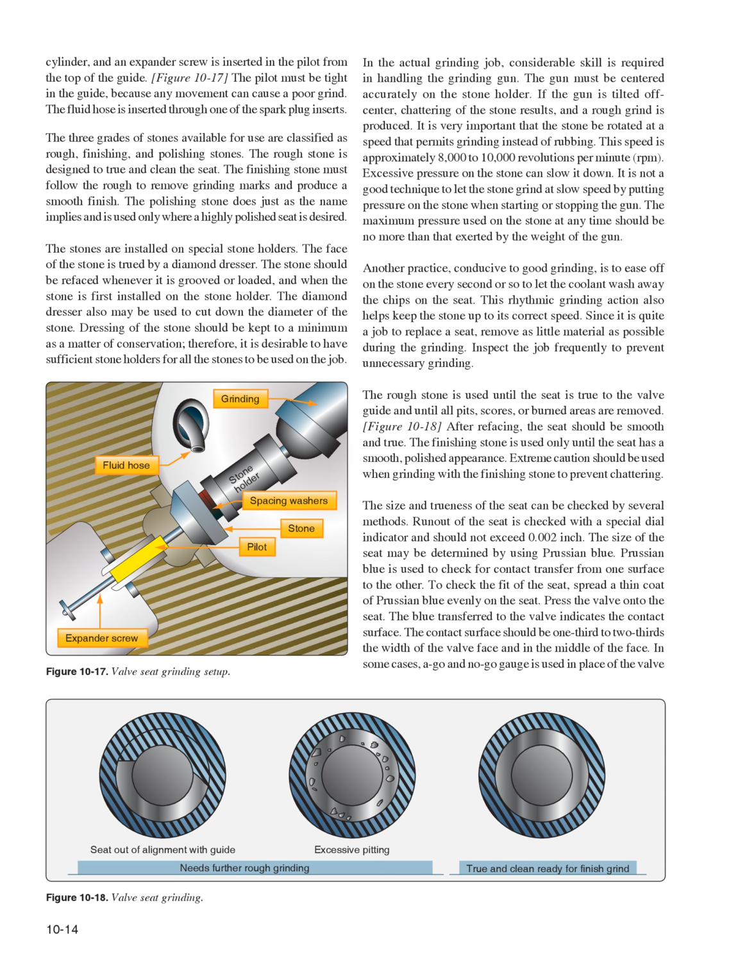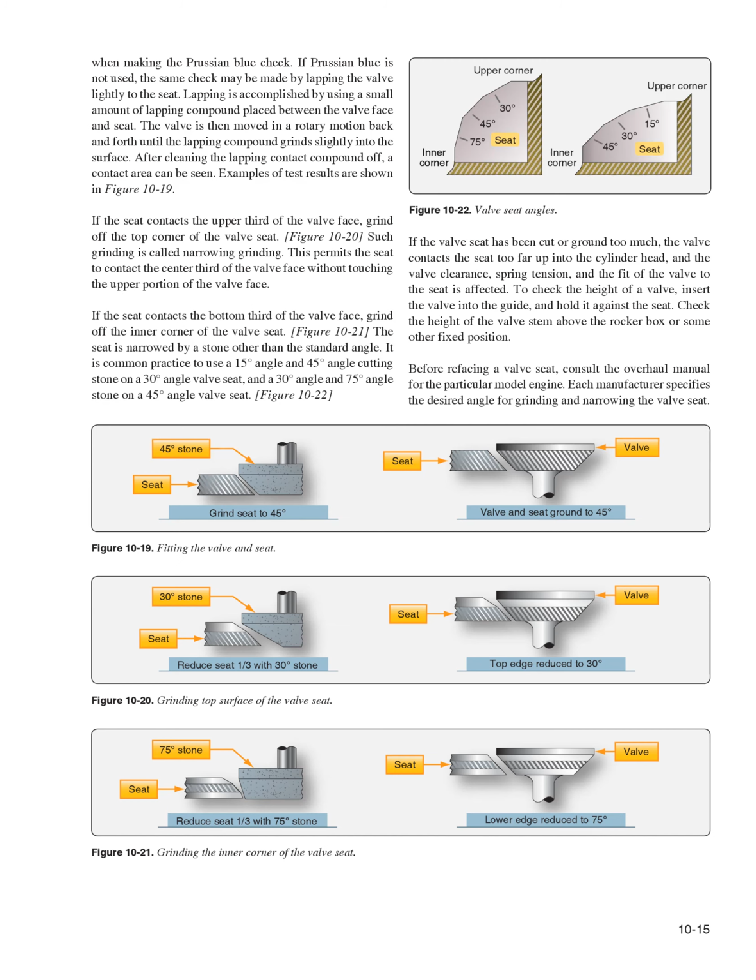The contact surface should be 1/3 to 2/3 the width of the valve face and in the middle of the face. In some cases, a go-no-go gauge is used in place of the valve when making the Prussian blue check.